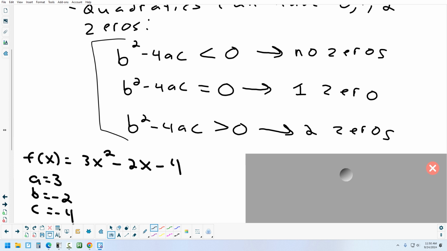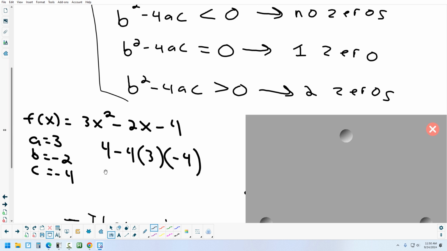What's B squared? 4. Minus 4 times, what's A? 3. And what's C? Negative 4. Okay. So we have 4 minus, what's 4 times 3? 12. And 12 times negative 4? Negative 48. So we are subtracting negative 48, becomes addition. 4 plus 48 is 52.